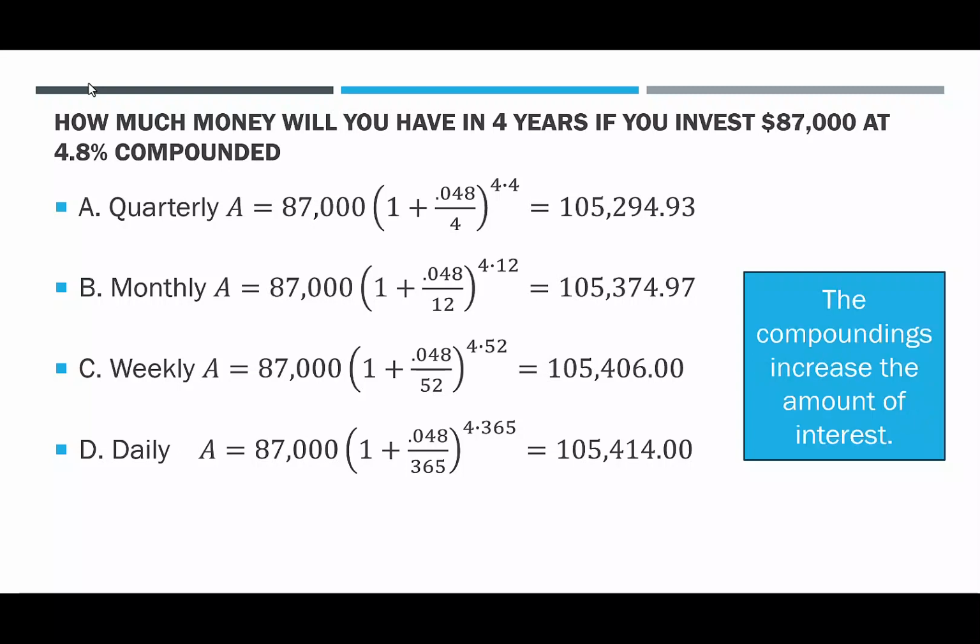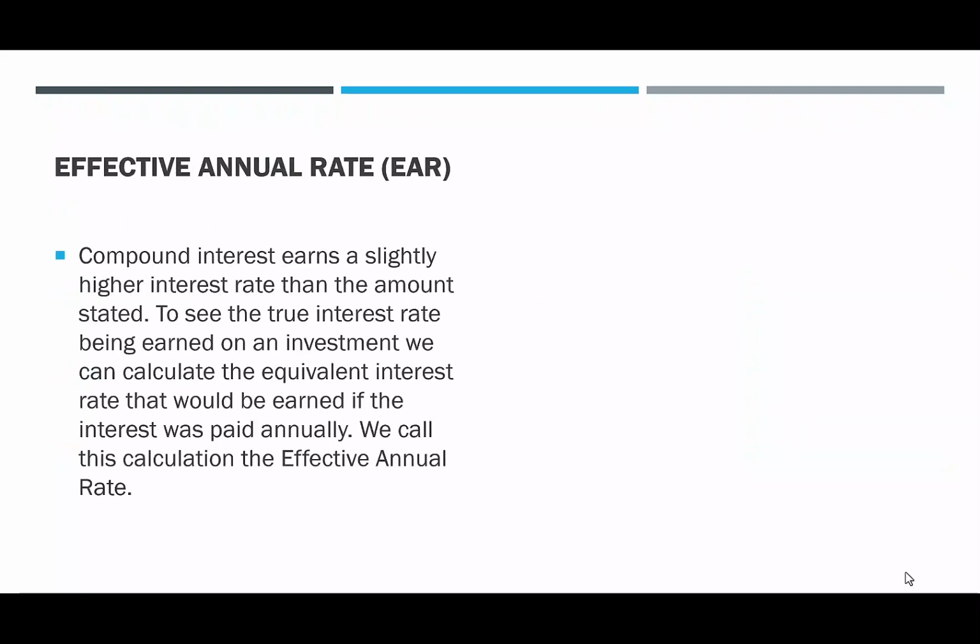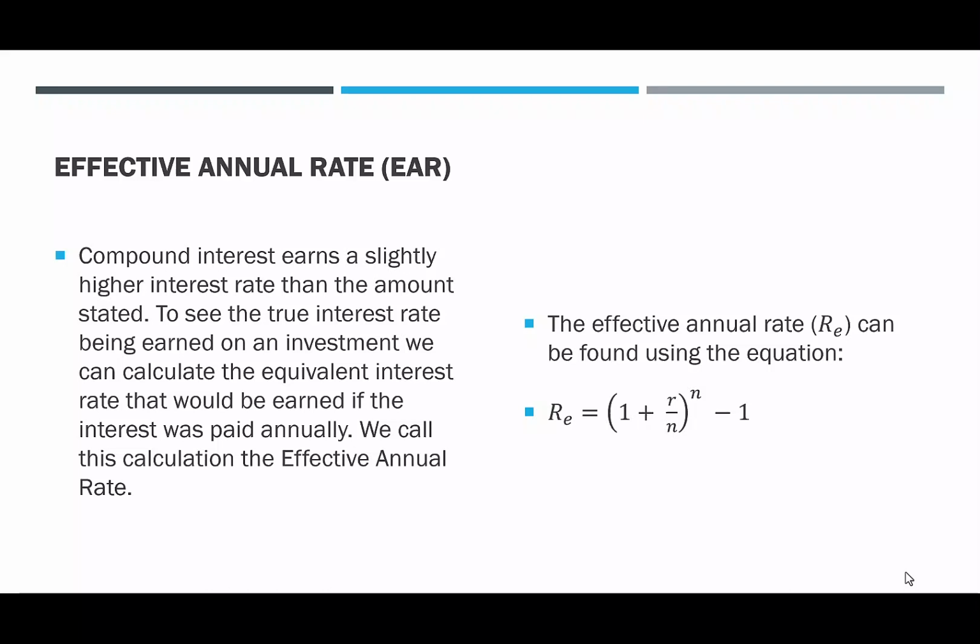This also shows us that the compoundings increase the amount of interest. Compound interest earns a slightly higher interest rate than the amount stated. To see the true interest rate being earned on an investment, we can calculate the equivalent interest rate that would be earned if the interest was paid annually. We call this calculation the effective annual rate. The effective annual rate, denoted R sub E, can be found using the equation R sub E is equal to 1 plus R over N to the N minus 1.